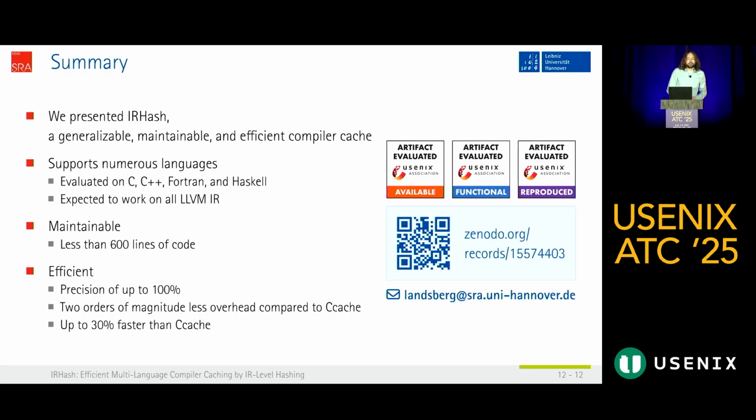So in summary, we presented IRHash, a generalizable, maintainable, and efficient compiler cache. It supports numerous languages. We evaluated it on C, C++, Fortran, and Haskell, and we expect it to work on basically everything using LLVM IR, so over 30 different languages. It's quite maintainable with 600 lines of code, which aren't too complex. And it outperforms existing tools in accuracy and speed. So we have a precision of up to 100% and 2 orders of magnitude less overhead compared to Ccache. And in the end, we are up to 30% faster.